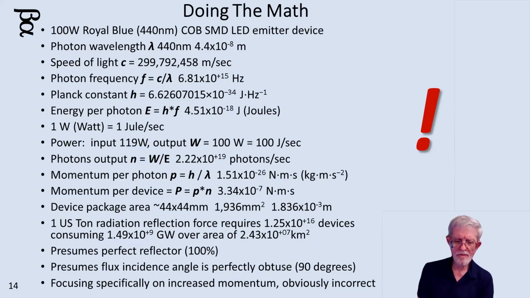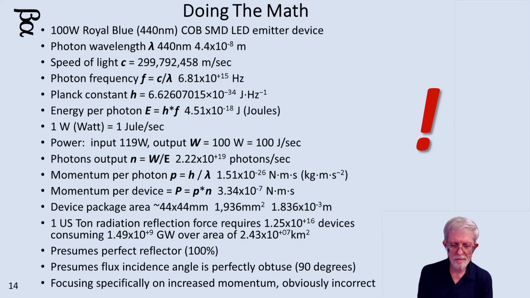1 ton of radiation reflection force is 1.25 times 10 to the plus 16 devices. That's a lot of LED. And it would consume 1.49 times 10 to the plus 9 gigawatts. That's way too big. And the area it would take, if you take all these LEDs and gather them into one giant area, it would take 2.43 times 10 to the 7th square kilometers. So this is obviously, the math works, but the reality doesn't.